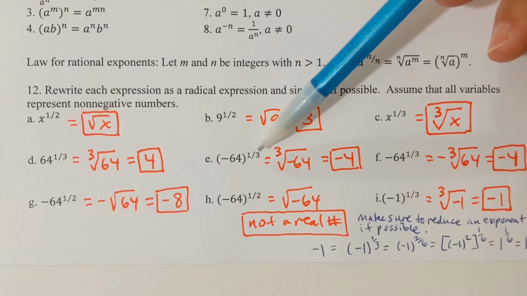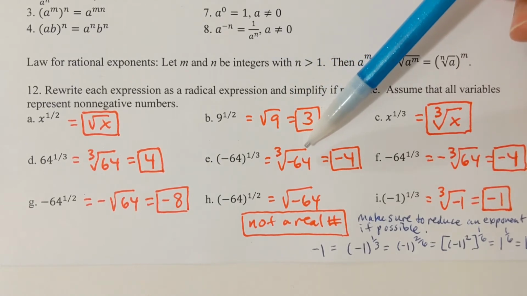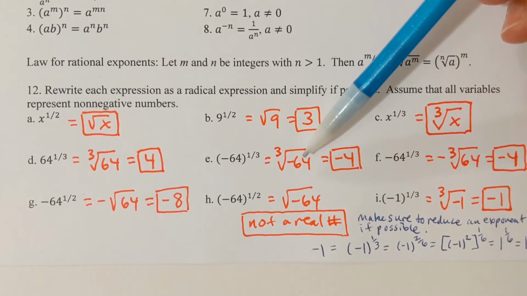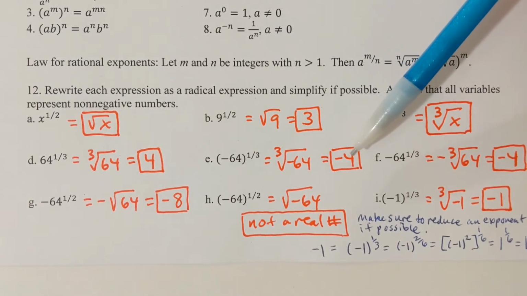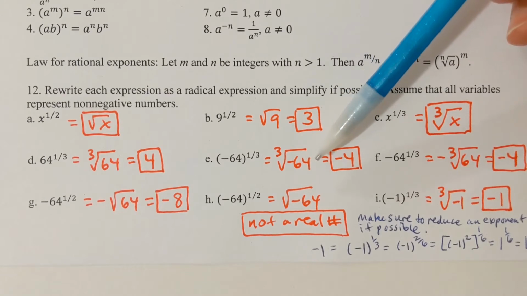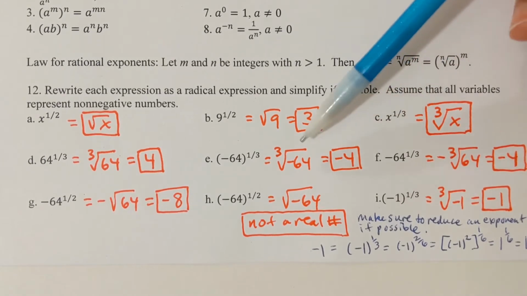Negative 64 to the 1/3, okay, well, that'd be the same as the cubed root of negative 64. Now, you can take the cubed root of a negative, that's okay. You just get another negative in return. It'd be negative 4 here, because negative 4 cubed gives me negative 64, right? If I take negative 4 times negative 4 times negative 4, I get negative 64.